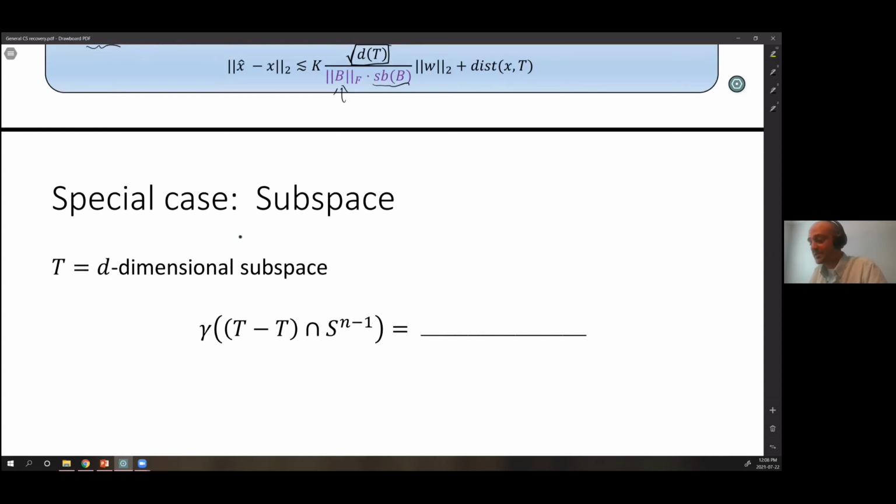So for a d-dimensional subspace, what does that come out to? So T minus T, if you're a subspace, is in fact just T. And by rotational invariance of Gaussian distribution, any d-dimensional subspace can be replaced by any other d-dimensional subspace. So let me just use the simplest one: span of E1 through ED. These are canonical basis vectors.